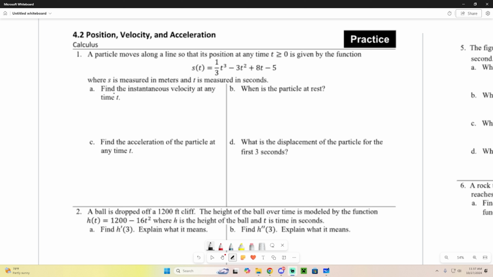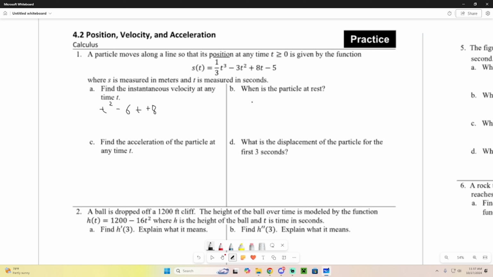So, our first question is find the instantaneous velocity at any time t. So this is a position function, which means to find the velocity, we just take the derivative of it. So let's just use the power rule to derive it. We get t squared minus 6t plus 8. And that's our velocity function.